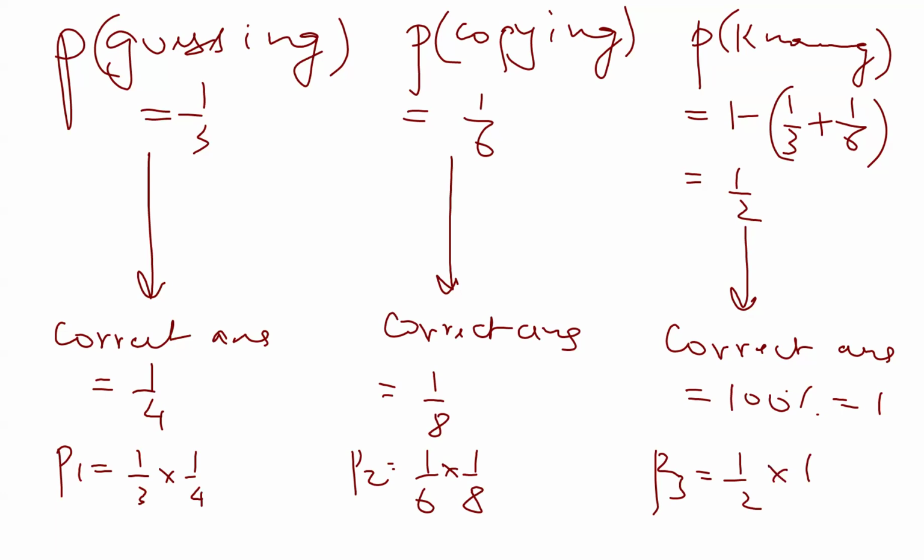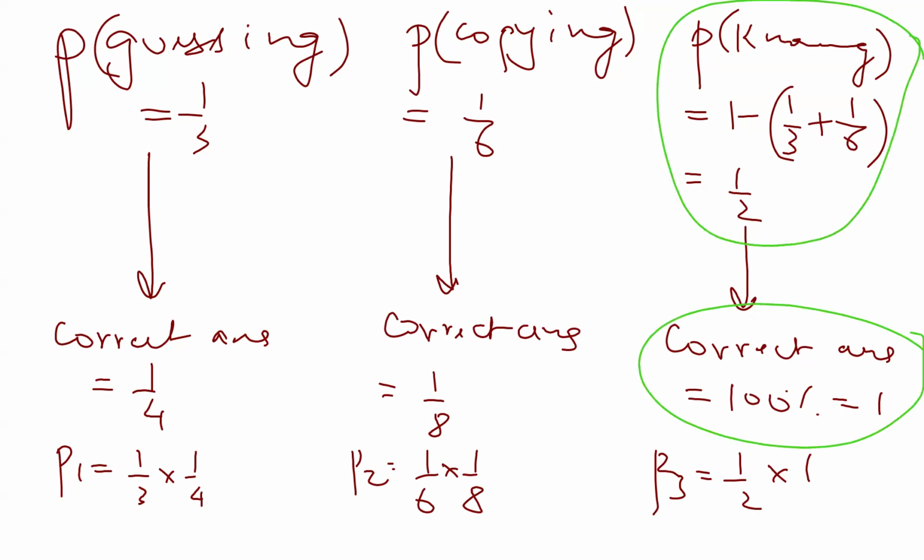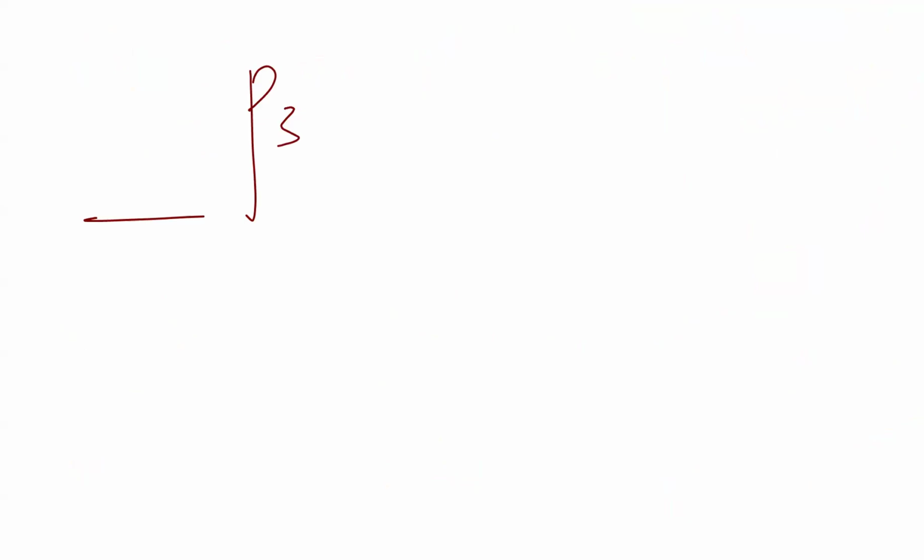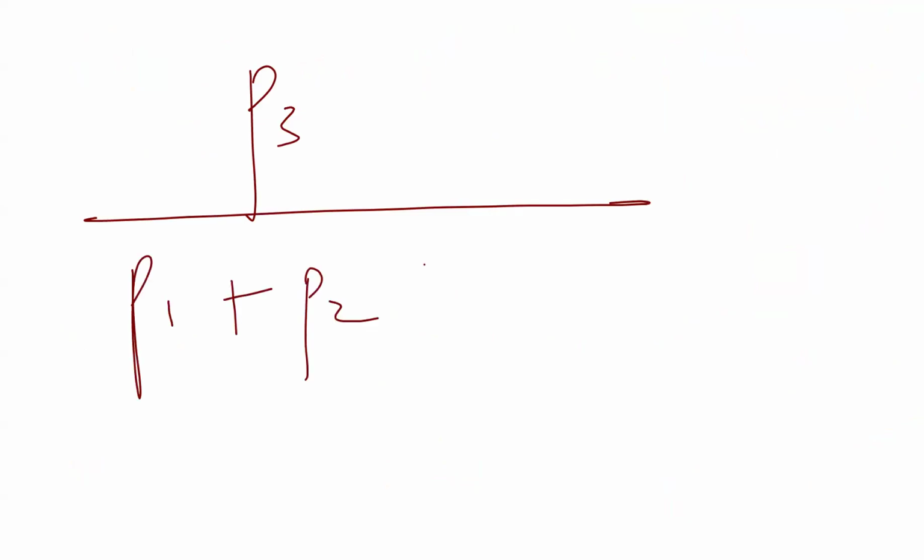So now let us understand the main question. Find the probability that he knew the answer to the question given that he correctly answered. So he got a correct answer from knowing. So the final answer over here will be, as per Bayes theorem, P3 upon P1 plus P2 plus P3.